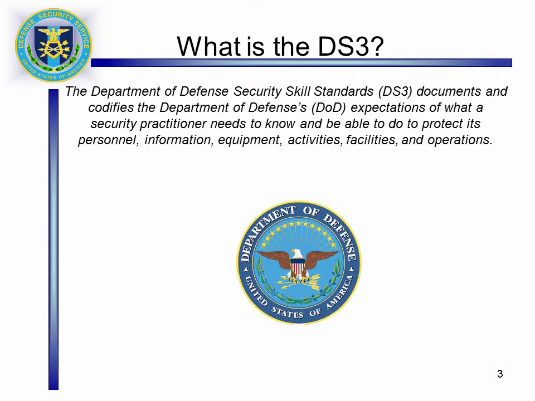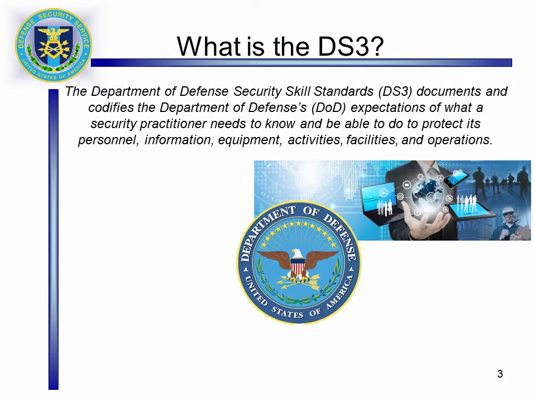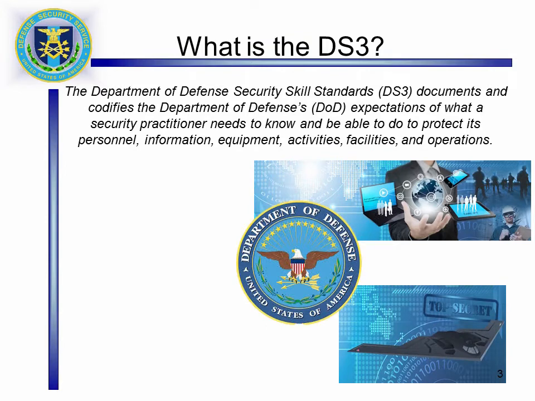What is the DS3? The Department of Defense Security Skills Standards, DS3, documents and codifies the Department of Defense's, or DoD's, expectations of what a security practitioner needs to know and be able to do to protect its personnel, information, equipment, activities, facilities, and operations. Structurally, the DS3 is a 158-page document comprised of 2 main sections, the Security Essential Body of Work, or SEC-EBW, and the Security Essential Body of Knowledge, or SEC-EBK, and an appendix.